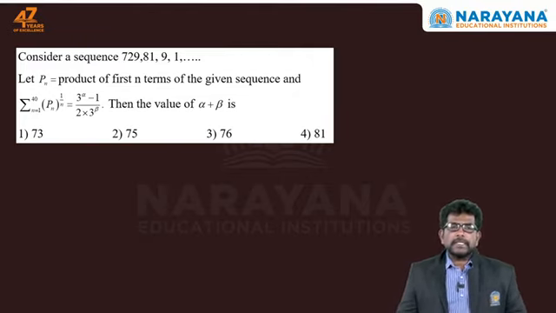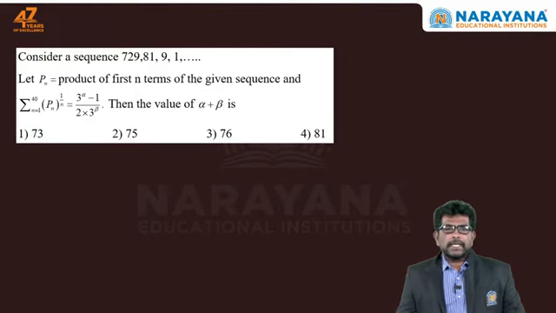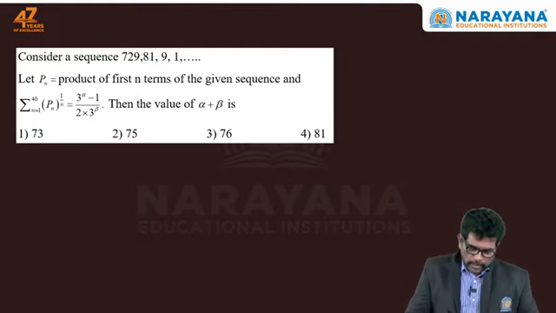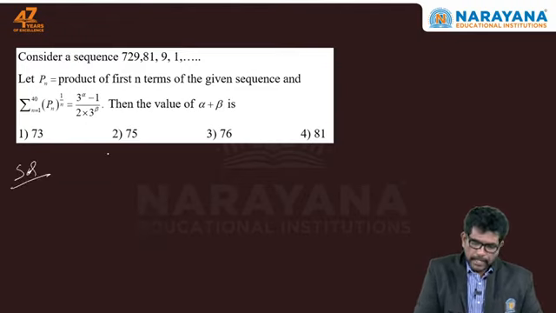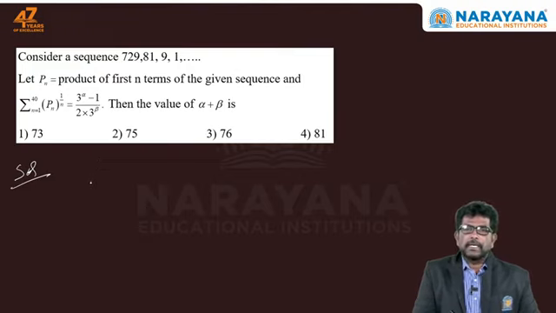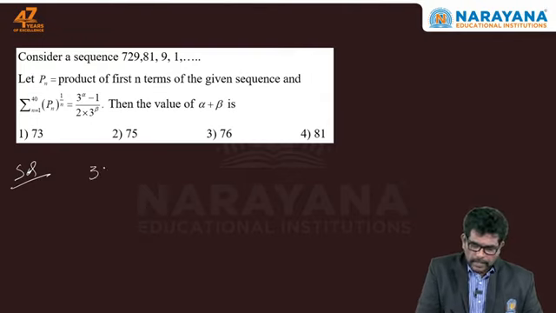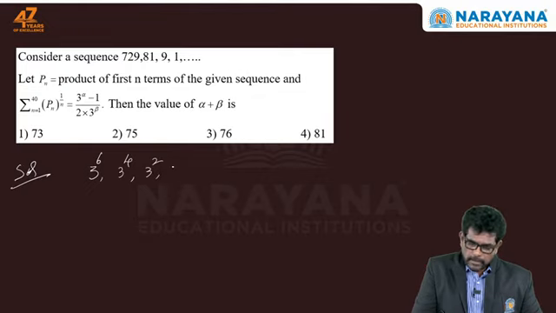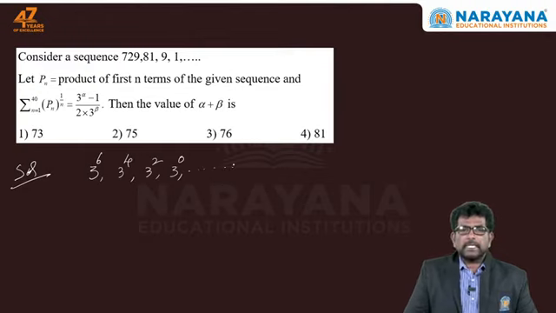Observing, the question is related to sequence and series. It is very clear. Observe the given sequence. It becomes 729. As we know, 81 is a power of 3, 9 is also a power of 3, 1 is also a power of 3. So definitely 729 is also 3 to the power of something. The given sequence is in the form of 3 to the power of 6, 3 to the power of 4, 3 square, 3 to the power of 0, and so on. This is the given sequence.